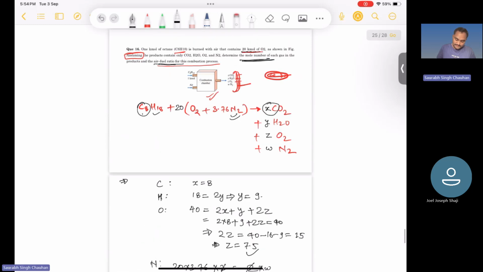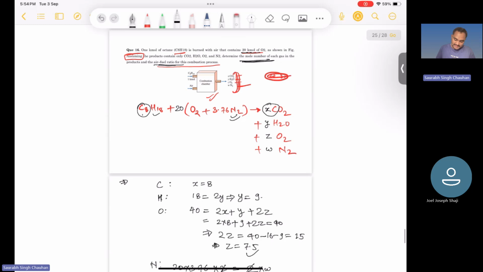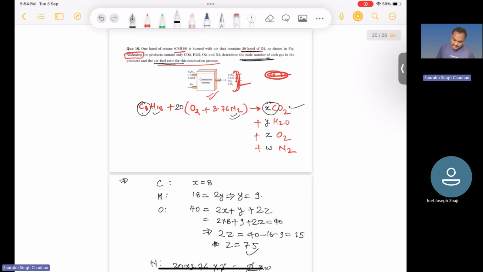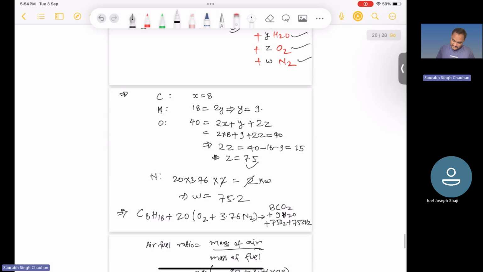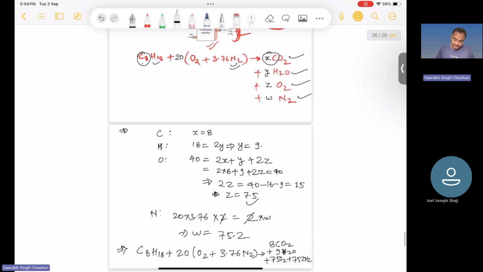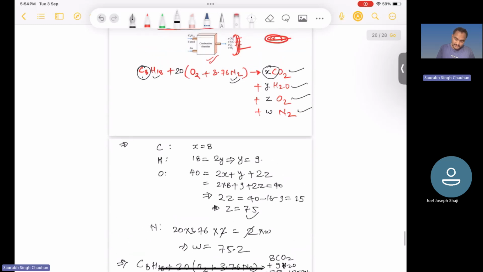And what else was there? We had to find the number of moles of each gas. Okay, so for carbon dioxide it is 8 moles. For water it was 9 moles. For oxygen it was 7.5 moles. For nitrogen it was 75.2 moles. And for air it was how much? 1 for oxygen plus 3.76, into 20, these many moles of air.